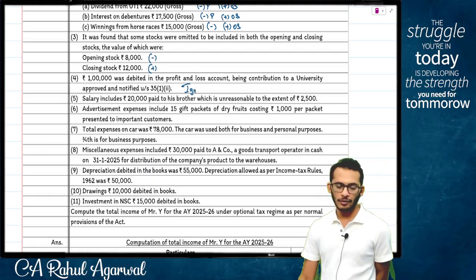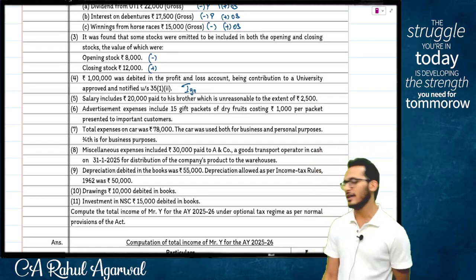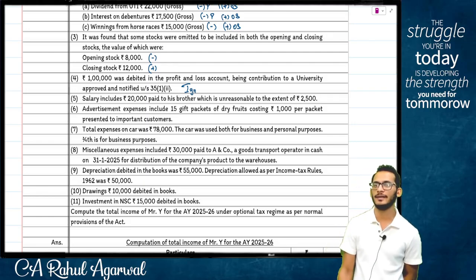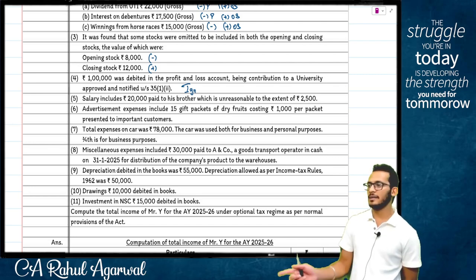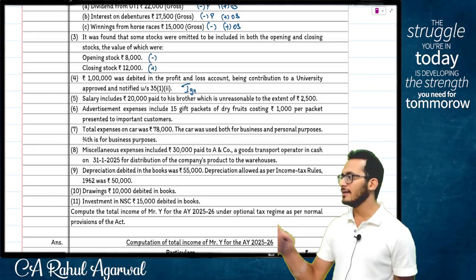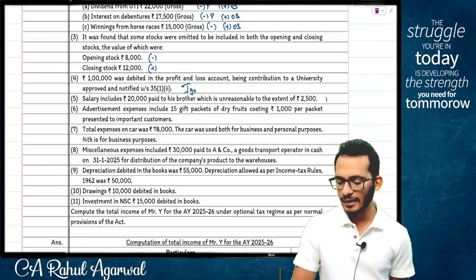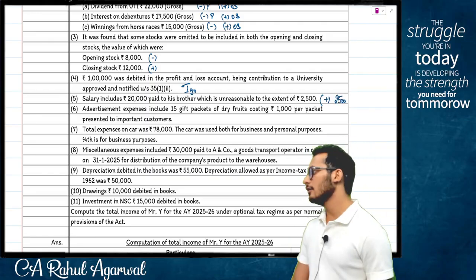Therefore, ignore. Salary includes 20,000 paid to brother, which is unreasonable to the extent of 2,500. People, questions like these, I am looking at related party. Income tax says you should be a related party, you should get an expense, the expense should be unreasonable. All conditions satisfied. Therefore, I will disallow. Very good. I will disallow 2,500.